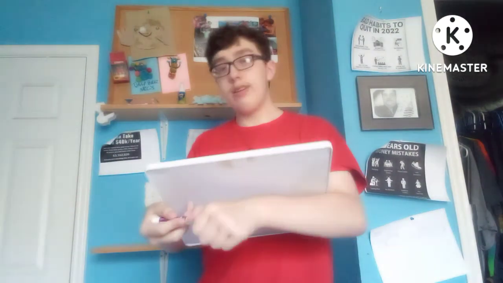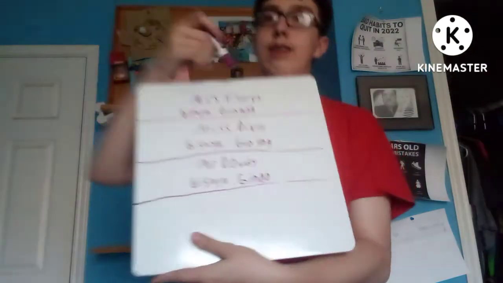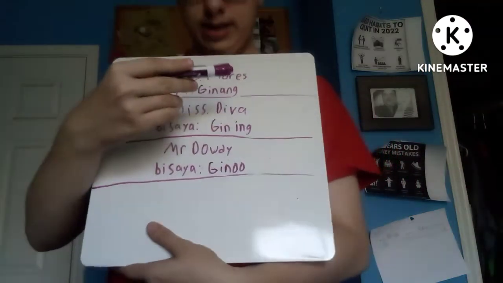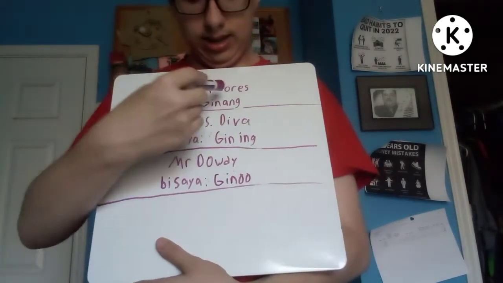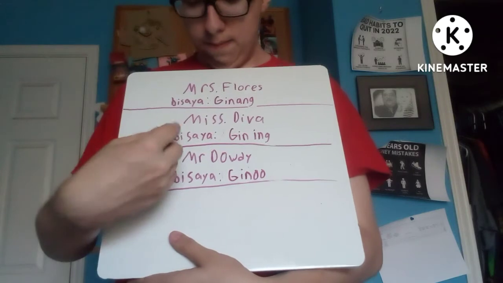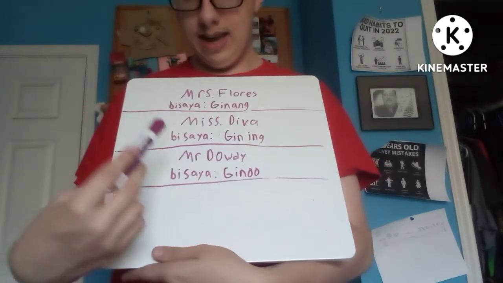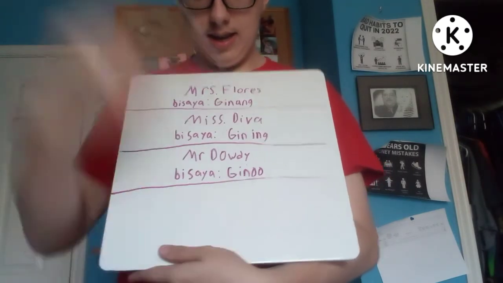Gino. Sorry. So if you say Gino Dowdy, you're saying Mr. Dowdy in Bisaya. Okay. That's pretty much it. Again, all of them are pretty much the same. The only thing that is different is the end. So again, Mrs. is Giang, Miss is Giing, and Mr. is Gino.